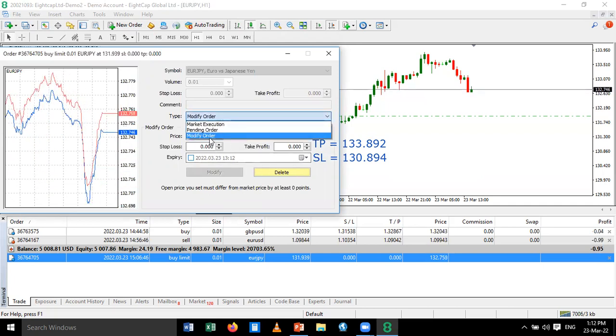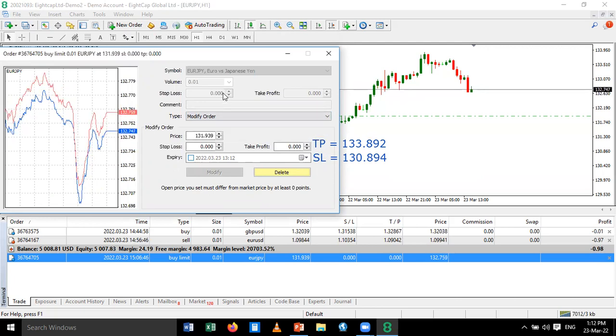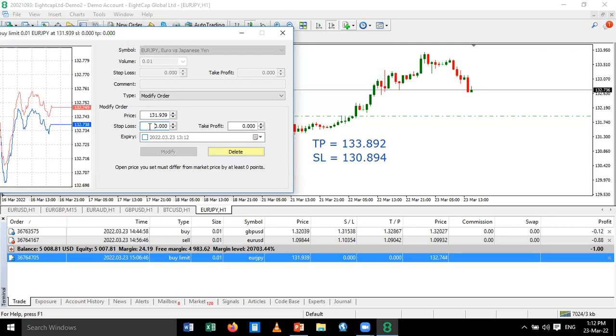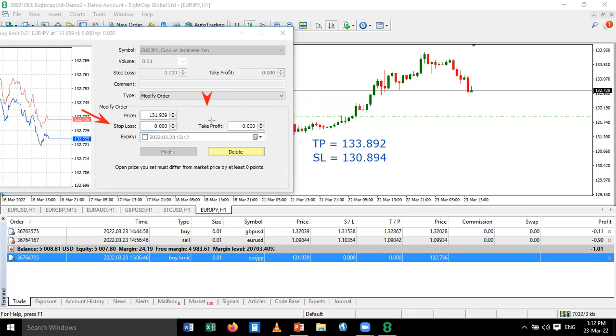Okay, I'm trying to modify this order. My network seems to be very poor. All right, under stop loss, what do I have as value for stop loss here? Sorry, see we have the stop loss here. See where the take profit is. What do I have for stop loss?